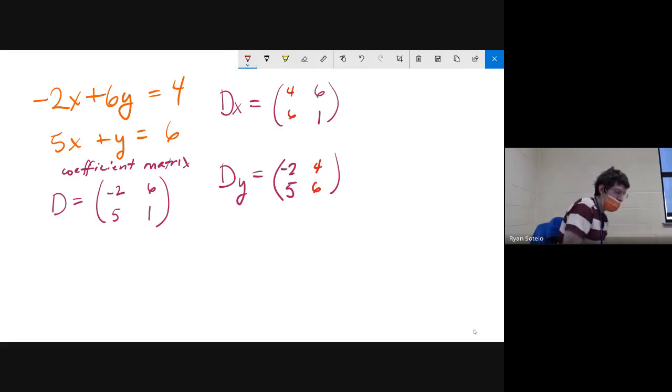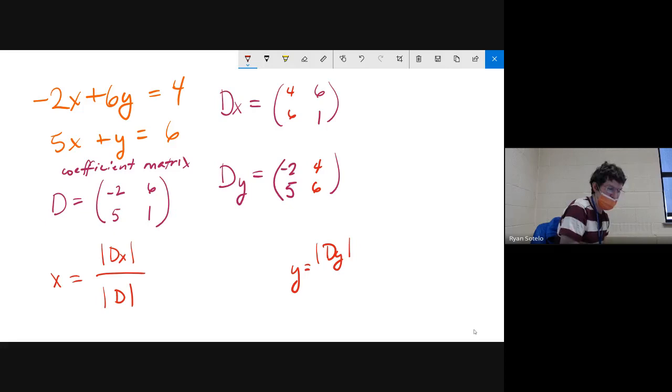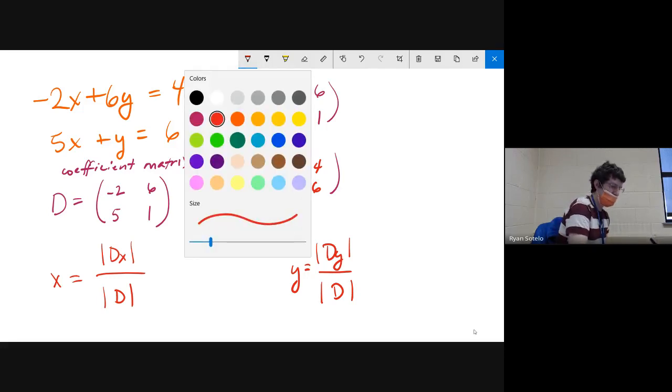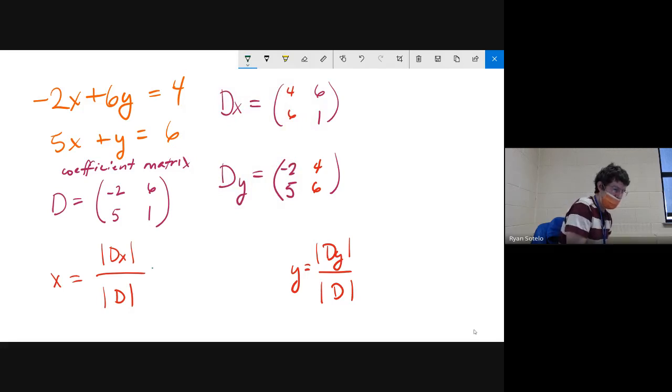And so the way you can solve for x is take the determinant of the dx matrix divided by the determinant of the coefficient matrix. That'll be your answer for x. And for y, you just take the determinant of the y matrix divided by the coefficient matrix. So I'm going to do that, and hopefully it makes some sense. The determinant of the x matrix over the determinant of the coefficient.